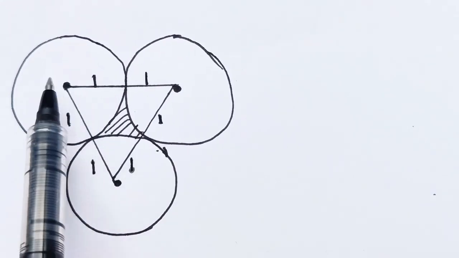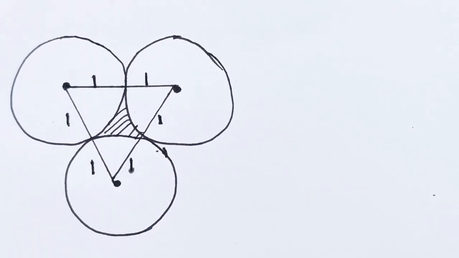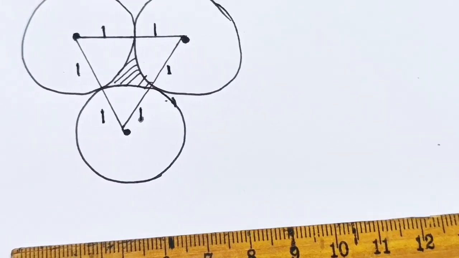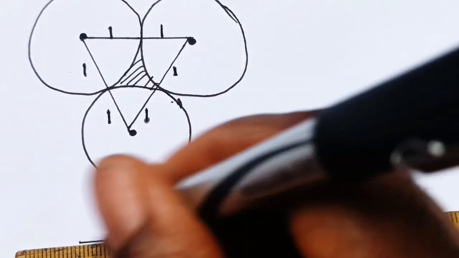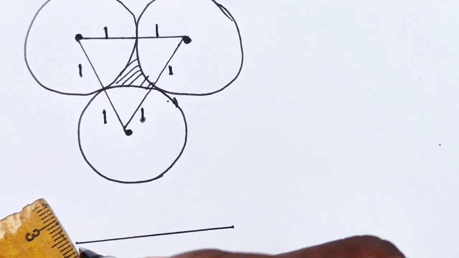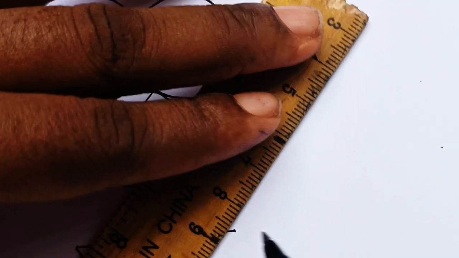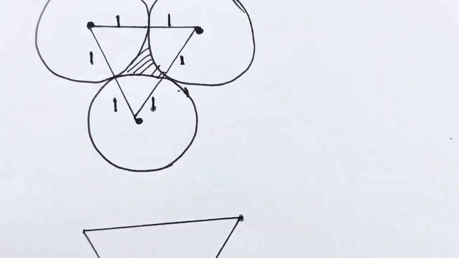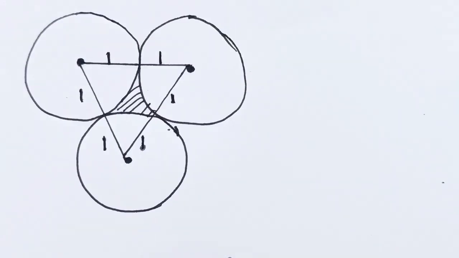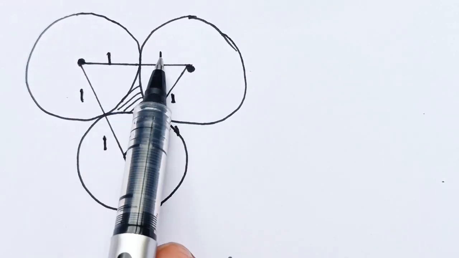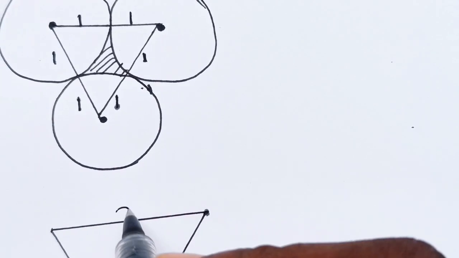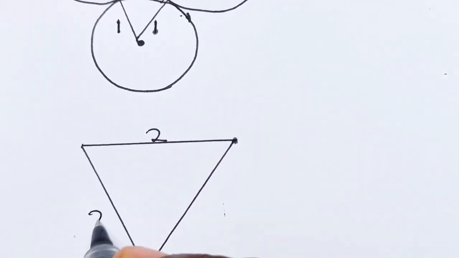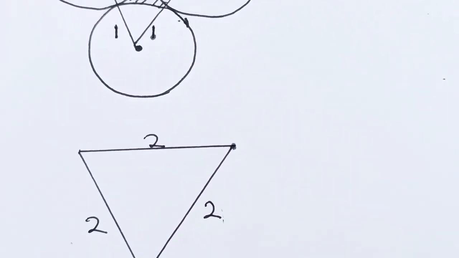Now, shall we draw out this triangle? If we draw this triangle out, we are going to have something like this. Not drawn to scale, please. Okay, this is what we are going to have as our triangle. Now, from here to here will be 1 plus 1, which will give us 2, right? Then from here to here is 2 again. From here to here is 2 again.